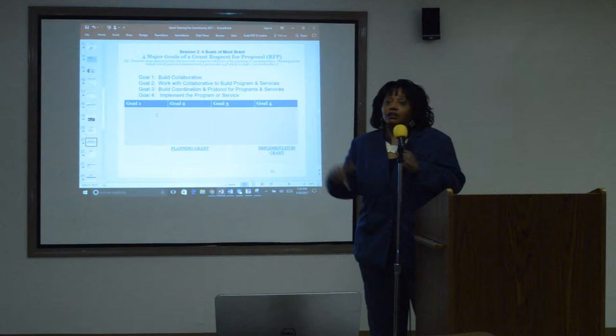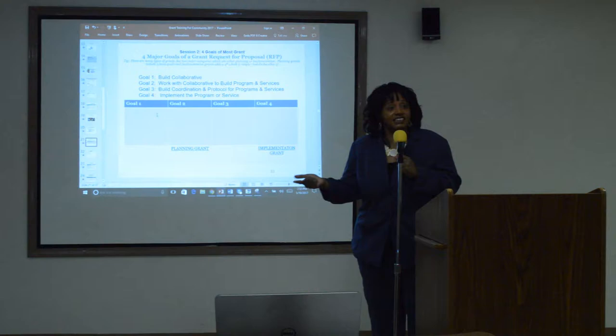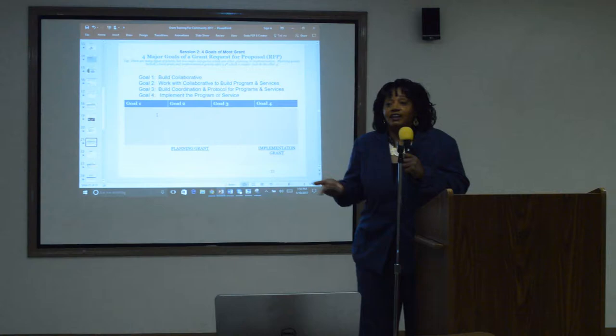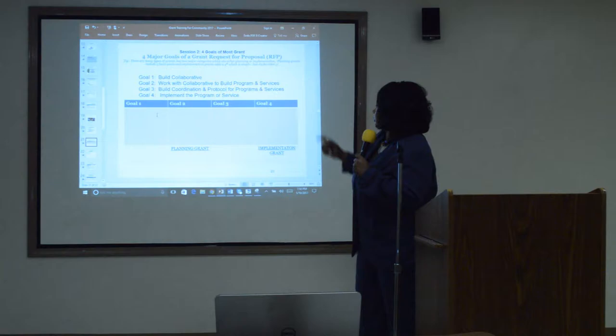How were we able to do it? We pulled together collaboratives. In fact, we were celebrated nationally because Housing Authority had done so good, and they just recently got the grant again. I didn't have nothing to do with that. They just got the grant again to renovate Sholto, which did not get renovated back then. So you will work with your collaborative to build your programs and services.